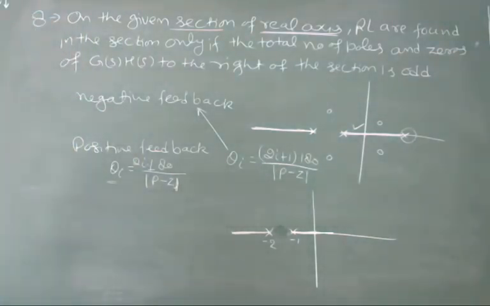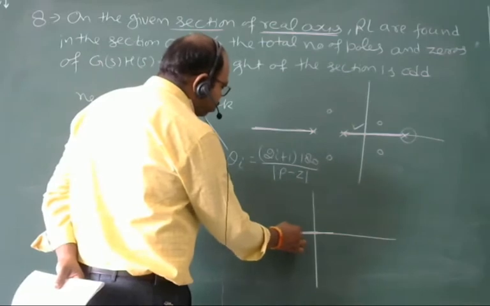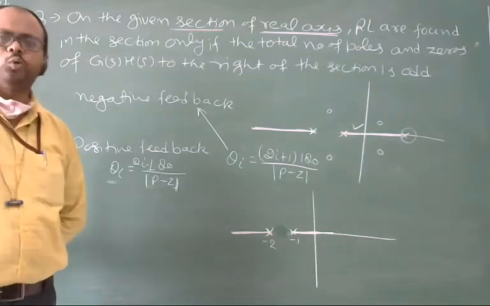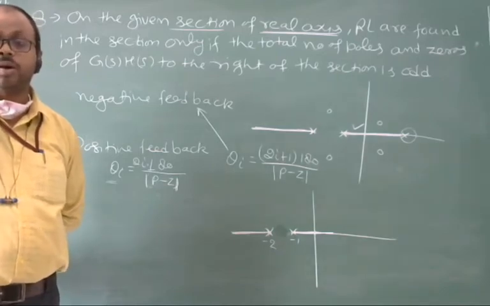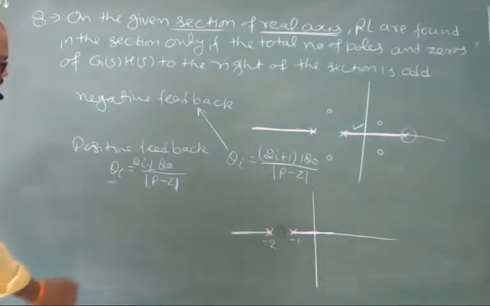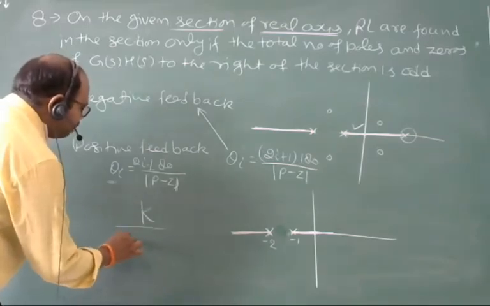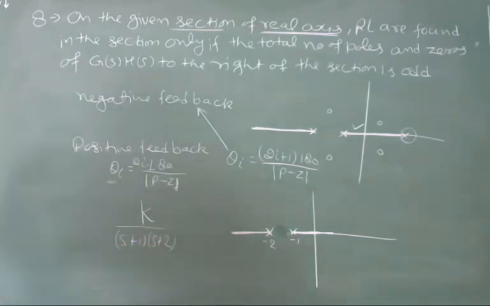From the root locus it is clear that we have only two poles and no zeros. Therefore, this will be K divided by (s plus 1)(s plus 2). This is our open loop transfer function.